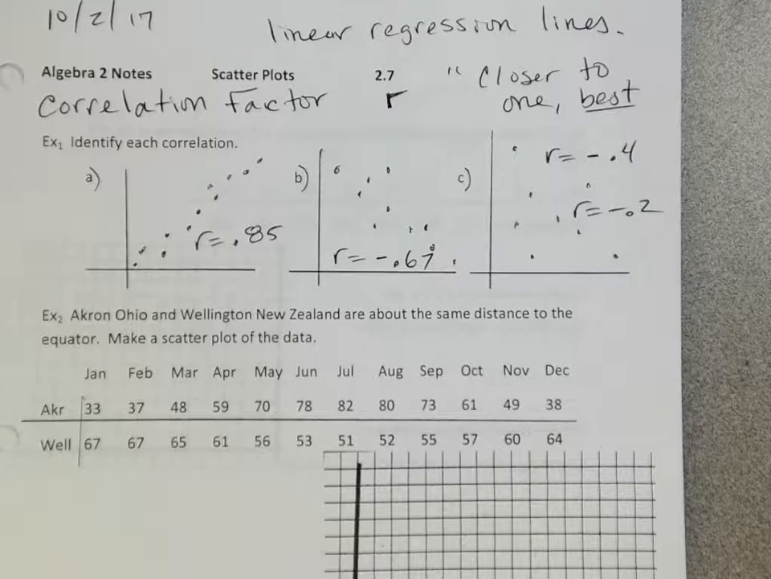But the idea I want you to know is that the closer it is to 1, the more lined up they are. Does that make sense? Or the closer to -1, the more lined up they are, okay? Now, let's look at example 2. Let's actually do this one.